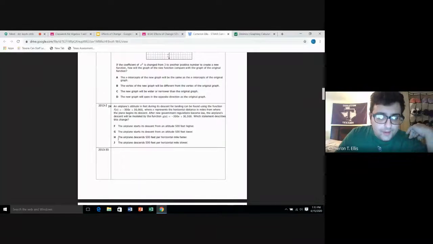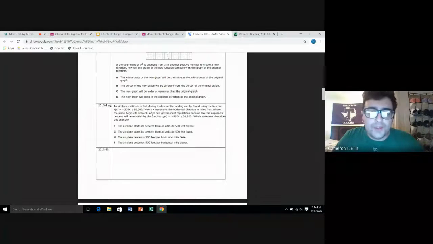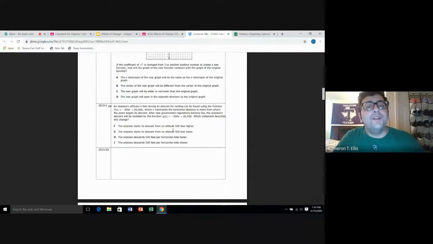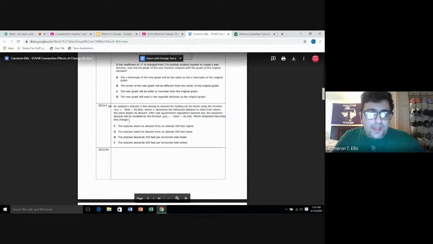So look at these last two options. The airplane descends 500 feet per horizontal mile faster or slower. Well, that might be true if we were talking about a change in our slope, right? But we just said our y-intercept is the thing that changed, not our slope. So it can't be H or G, right? So then it says the airplane starts its descent from an altitude either 500 feet higher or lower. So again, this has a higher number. 30,500 is 500 more than 30,000. So you tell me, is that an altitude higher or lower? Because if it's a higher number, I think it's probably a higher altitude as well. So I think we can get that one as well.